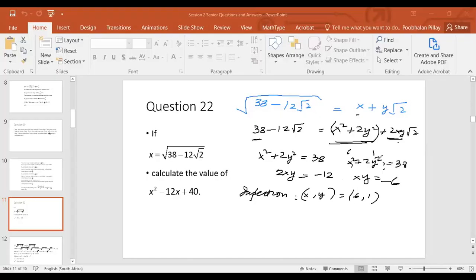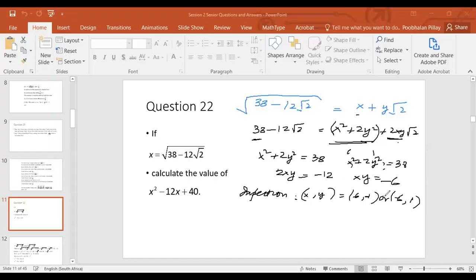x is 6, y is 1. Oh, but that's not true, because you've got the product of x and y is negative 6. But you can still correct it if you put 6 times negative 1. Or for that matter, even negative 6 plus 1. You could have had that as well.